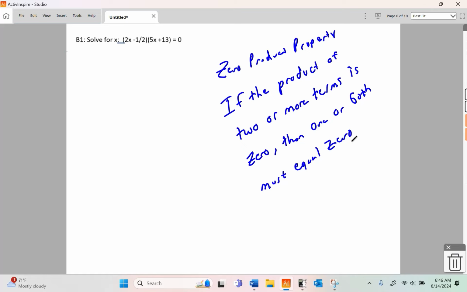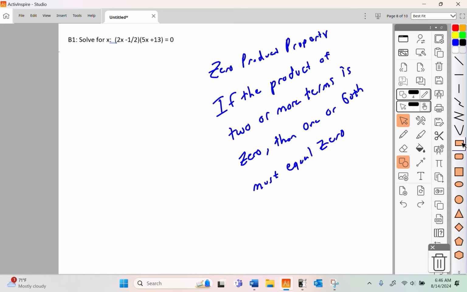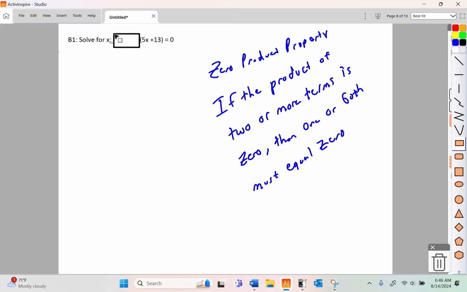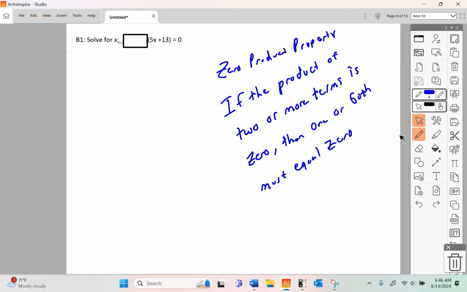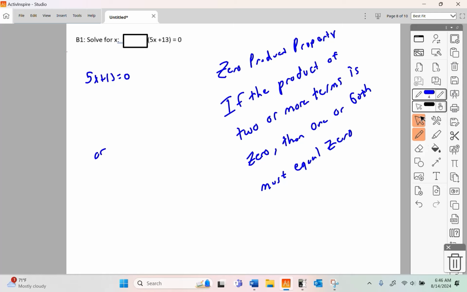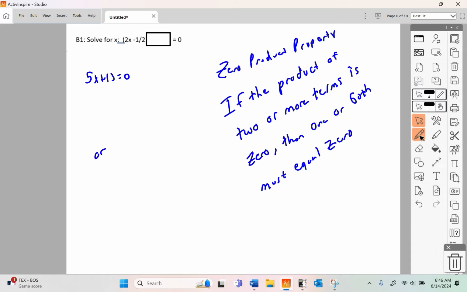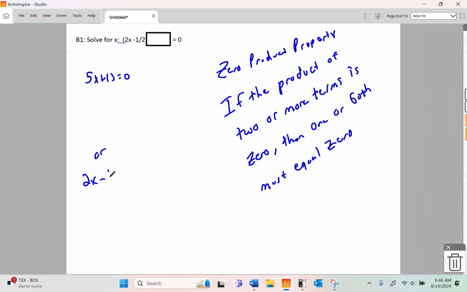And I have that. I have two things that when I multiply them together, I get a 0. So if I was in class, I'd just use my finger to cover things up. But I'm not in class right now. You can draw a little box over that. And what it says here is 5x plus 13 is 0. Now I'm going to move that box. Or it says 2x minus 1/2 is 0. And that is the zero product property. And then you just do the algebra.